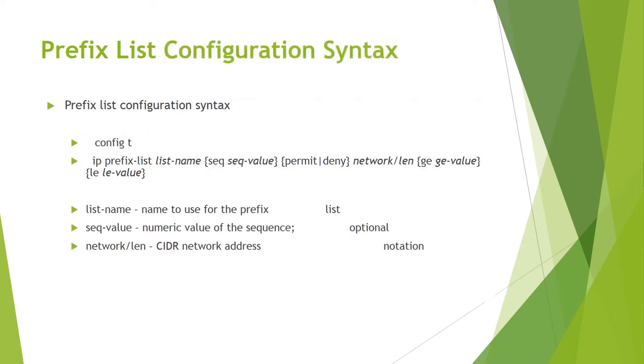Prefix list configuration syntax. Configure ip prefix-list list-name seq sequence-value permit or deny network/length ge value le value. List name is the name to use for the prefix list. Sequence value is the numeric value of the sequence, optional. Network/length is the CIDR network address notation. CIDR means classless inter-domain routing.